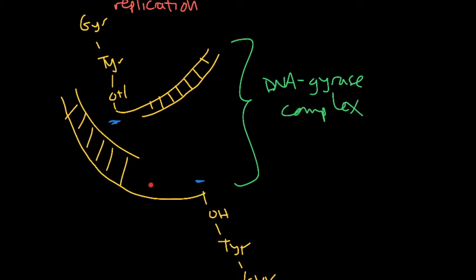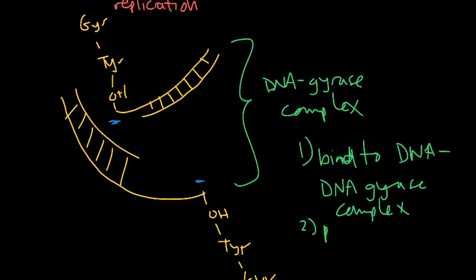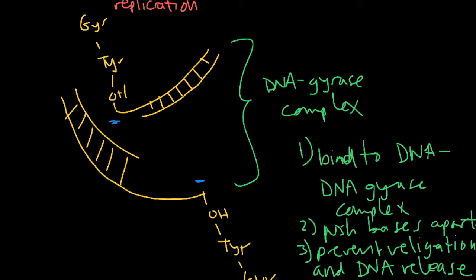So here's a cut site. This is where the DNA was cut. And this prevents the DNA from coming together or religating. And this prevents DNA from being released from the enzyme. I'll put this in word form for you right here. Number one, they bind to the DNA-DNA gyrase complex. Number two, they push the bases apart. And number three, this prevents religation, and this prevents DNA release.